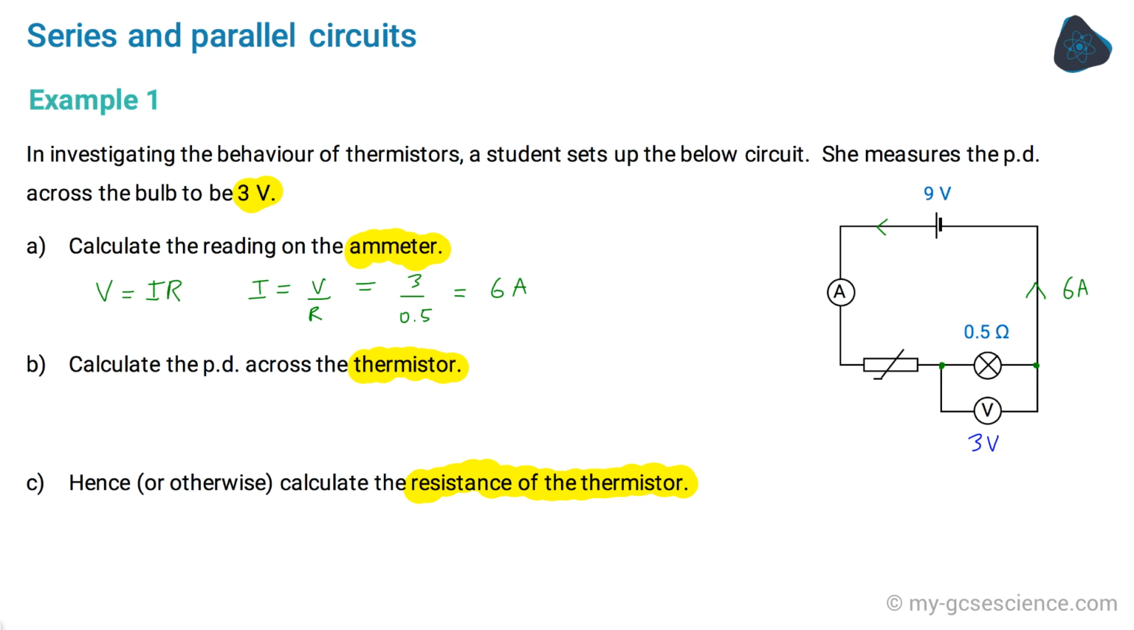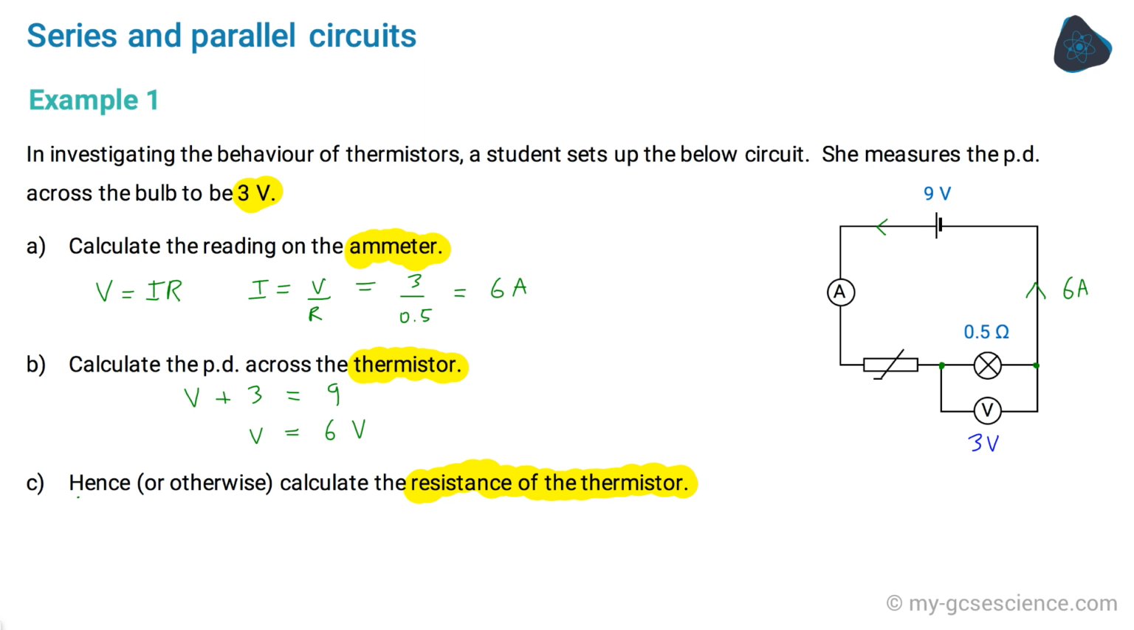To do this one, we have to remember that in a series circuit, the sum of the PDs across each component will be equal to the cell PD. For this circuit, what that means is that the PD across the thermistor, which we can call V, plus 3 is equal to 9. So 3 there, of course, is the PD across the bulb. 9 is the PD across the cell. Therefore, our answer is just 6 volts. 9 take away 3. On now to part C.